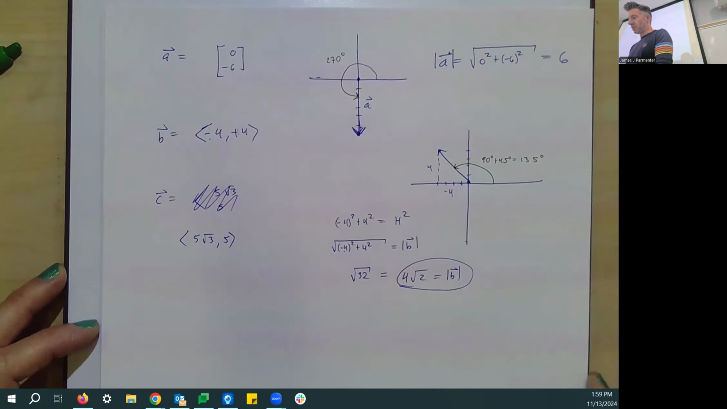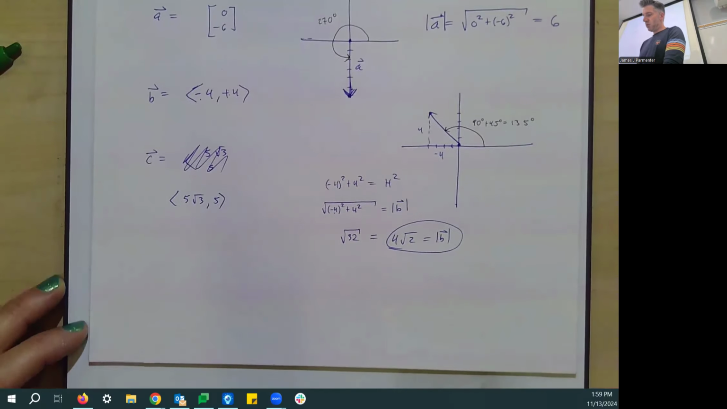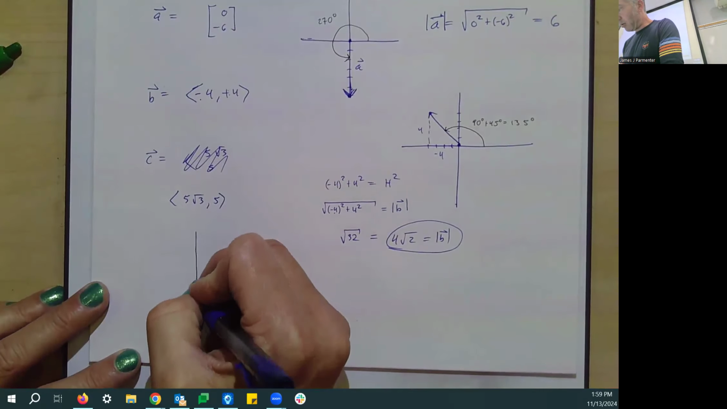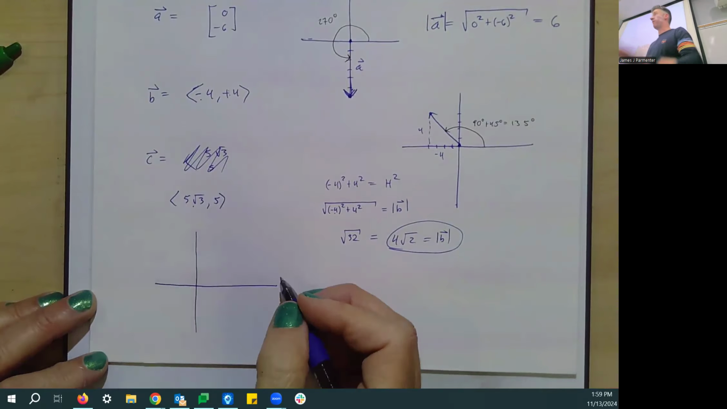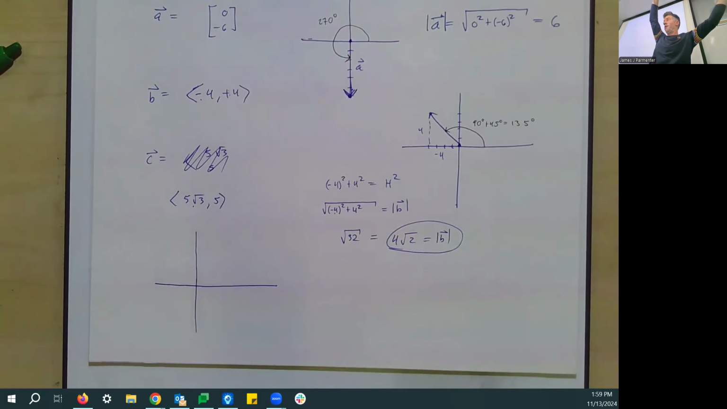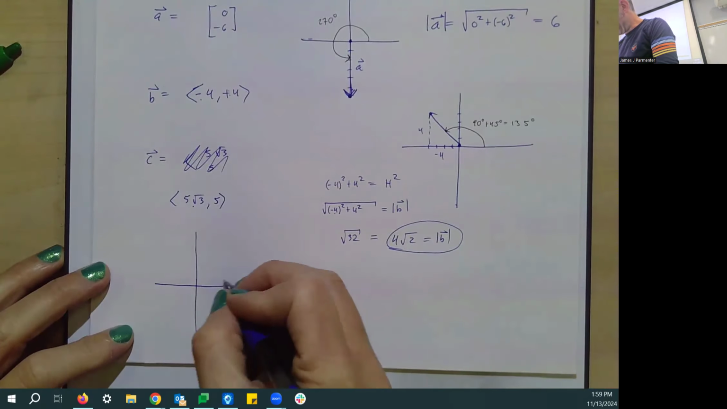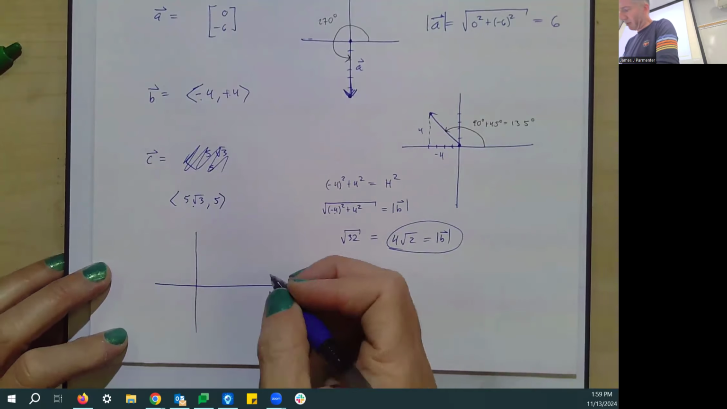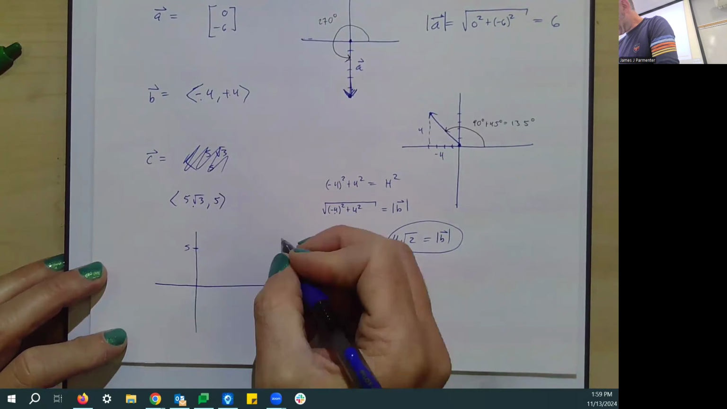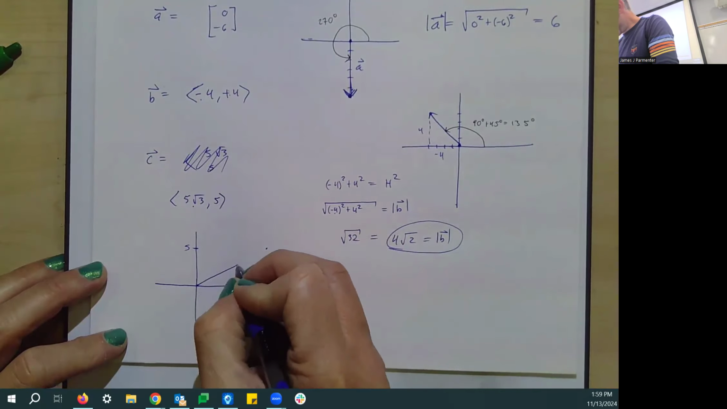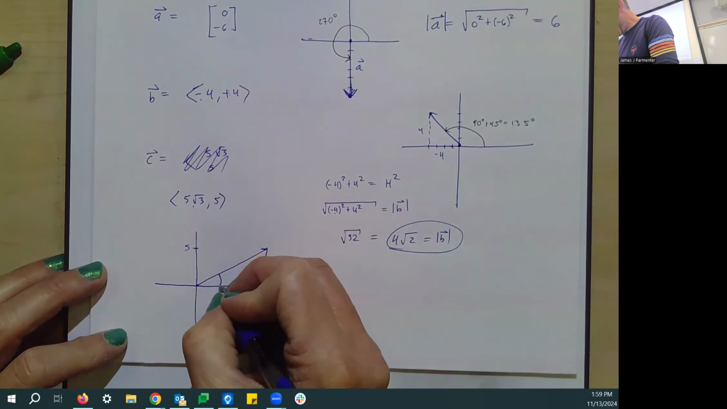Cool. The last one's definitely the hardest one. So we're going over 5 root 3 and up 5. So we're going farther right than we are going up. So we'd expect our angle to be less than 45 degrees because we're going more in the x direction, less in the y direction. I don't know what 5 root 3 is. Let's say that's 5 and that's 5 root 3. We want to find that angle there.